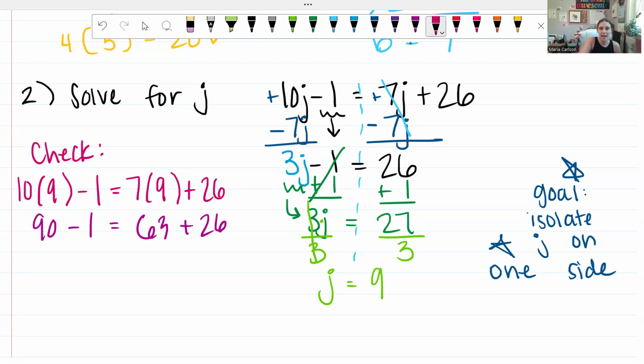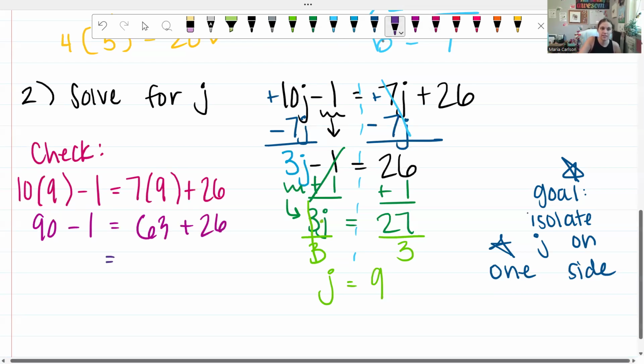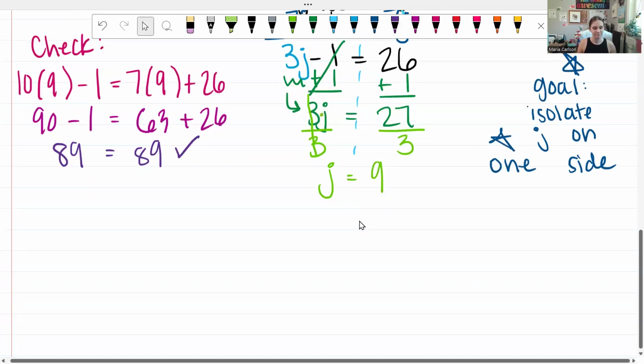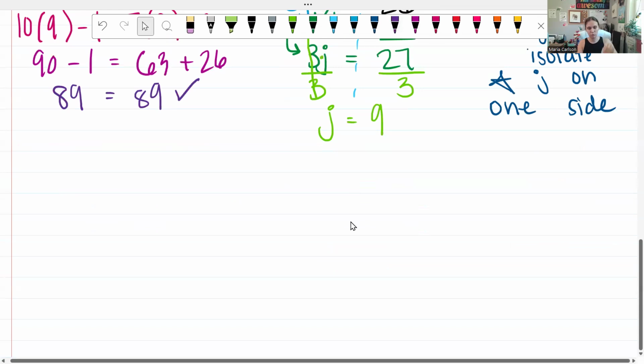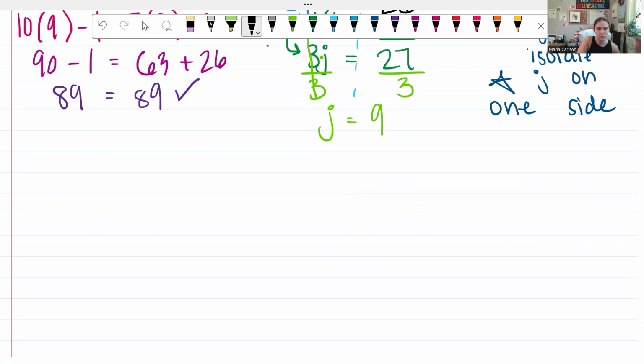And then we can just add. 90 minus 1 is 89. And 63 plus 26 is also 89. So that is true. Love it. All right, we're going to do 2 more. Please, if you need to pause it, come back in a minute or so, please do so.